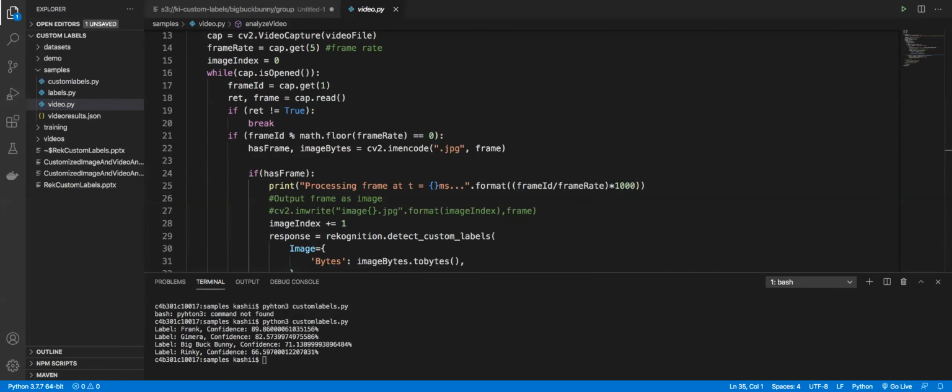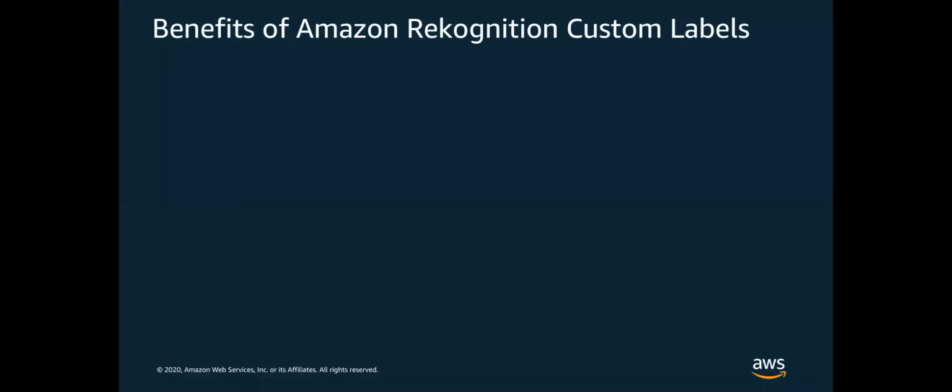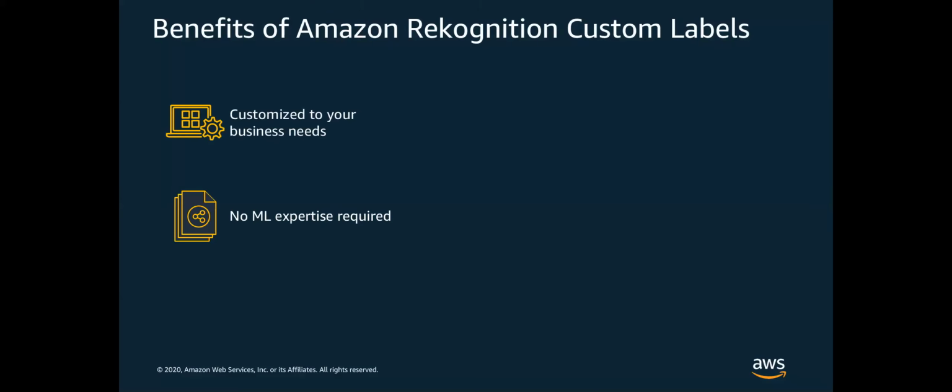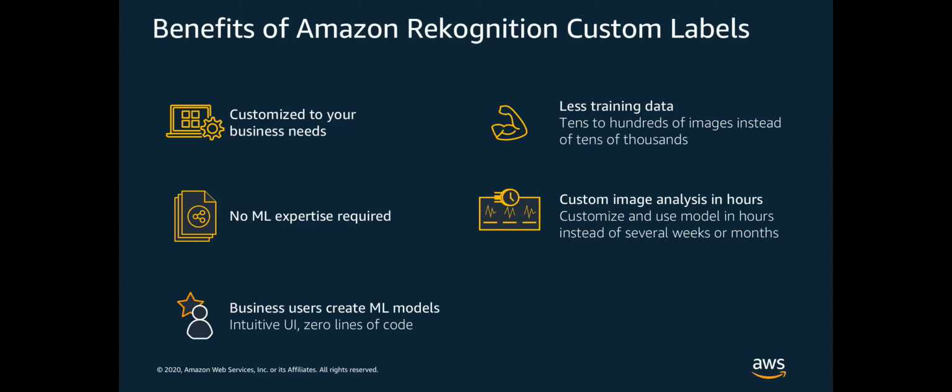So that was a very high level, quick overview of Custom Labels. The idea here is, it really helps you to very quickly customize Rekognition to your business needs. The cool thing is, as you saw in that overall process, you don't need to have any machine learning expertise. So developers can quickly get started. And machine learning experts can take advantage of this, where you don't necessarily need to bring in lots and lots of training data. Instead of tens to hundreds of thousands, you can bring maybe tens of images and still be able to train a model.